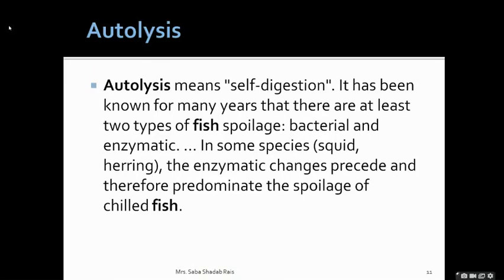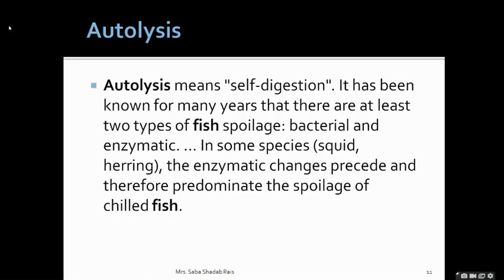Now the next category, post-rigor delay and spoilage, that is the autolysis. What do we mean by autolysis? Auto means self, lysis means breakdown, or you can say self-digestion. For many years it has been known that there are two types of fish spoilage: bacterial and enzymatic. Enzymatic means in situ, whatever enzymes are present within the body of the fish. Bacterial can be in situ as well as outside bacteria can also harm the fish. The enzymatic changes proceed and thereafter predominate the spoilage of the fish.